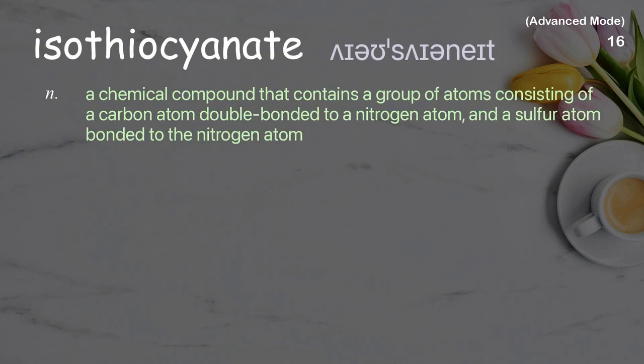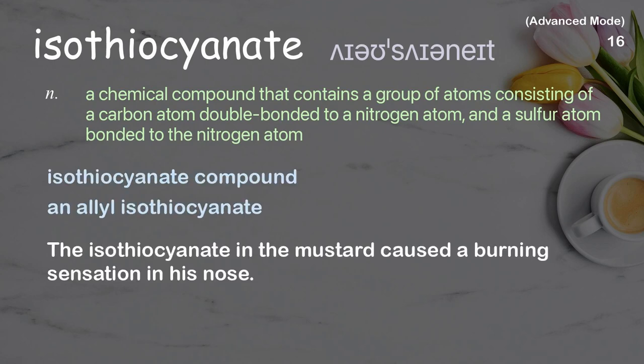Isothiocyanate. A chemical compound that contains a group of atoms consisting of a carbon atom double bonded to a nitrogen atom and a sulfur atom bonded to the nitrogen atom. Examples: isothiocyanate compound, an allyl isothiocyanate. The isothiocyanate in the mustard caused a burning sensation in his nose.